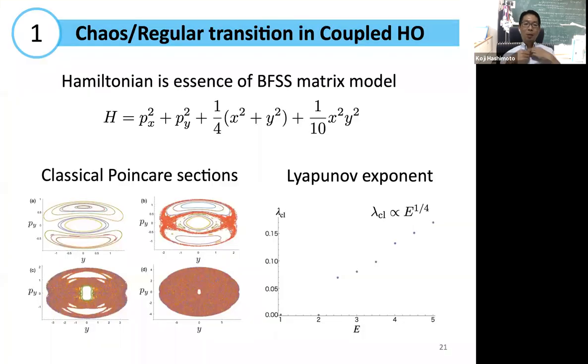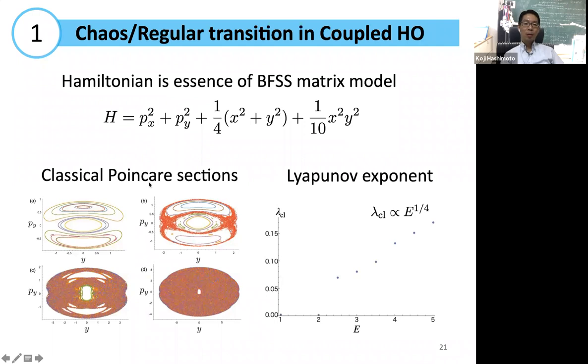Okay, so in the coupled harmonic oscillator system, we use this kind of Hamiltonian. It is a two-dimensional system. It has a mass term for x and y coordinates, and there is a coupling in between x and y. Of course, without this coupling, the Hamiltonian is completely integrable. It's just two independent harmonic oscillators. But because of this coupling, there is chaos.